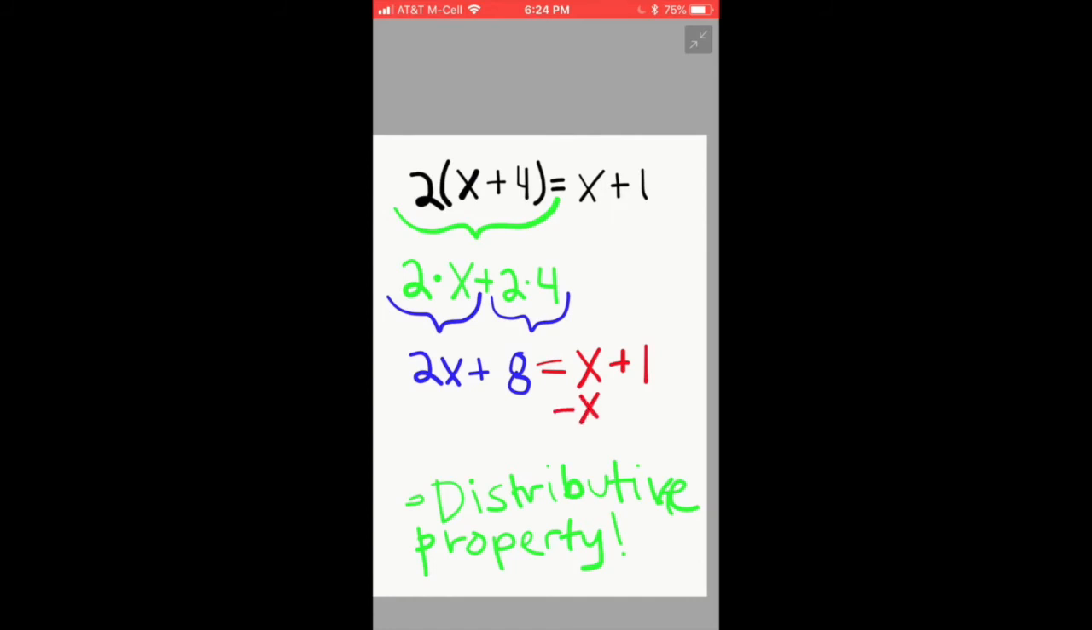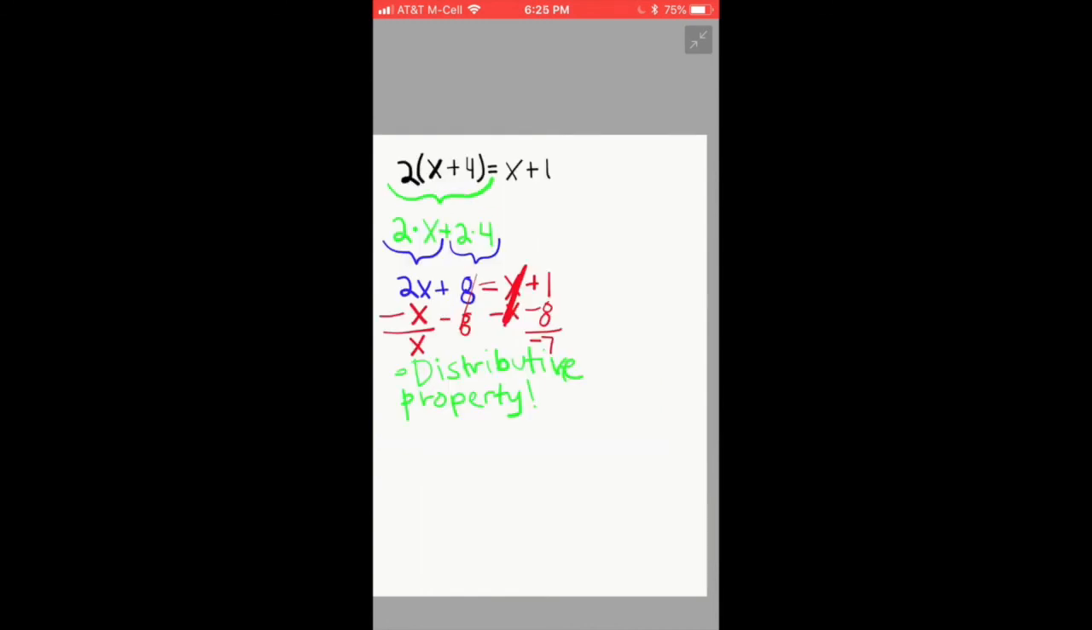We then subtract x from both sides, and we subtract 8 from both sides, and we are left with our solution. X equals -7.